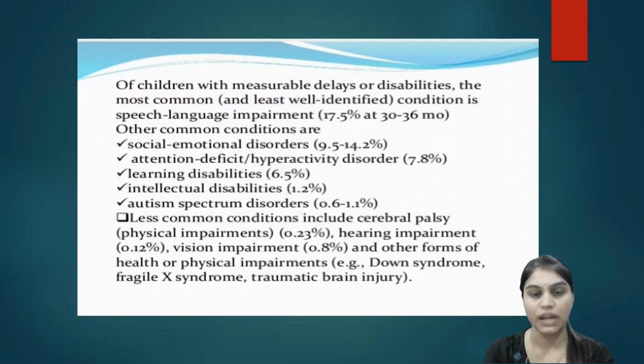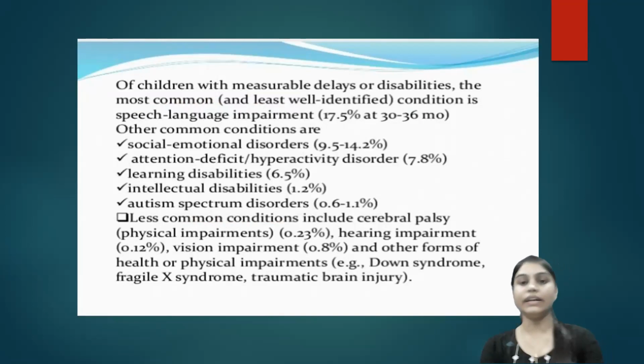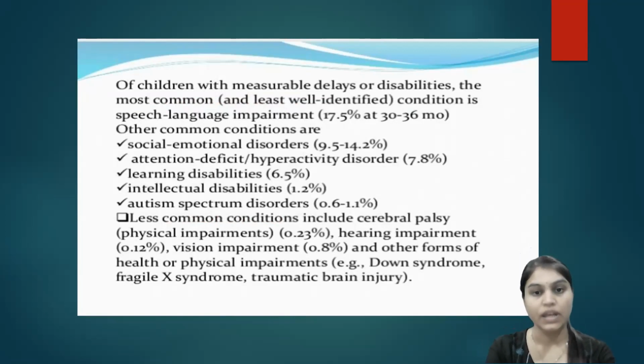The most common and least often identified condition is speech language impairment, 70.5% at 30 to 36 months. Other common conditions are social emotional disorder, 9.5 to 14.2%. Second, attention deficit hyperactivity disorder, 7.8%. Third, learning disabilities, 6.5%. Next, intellectual disabilities, 1.2%. Next, autism spectrum disorder, 0.6 to 1.1%.